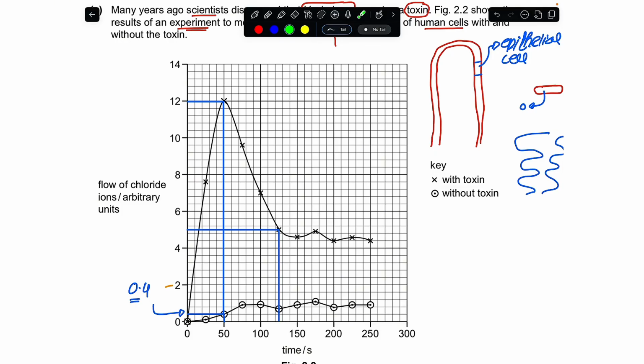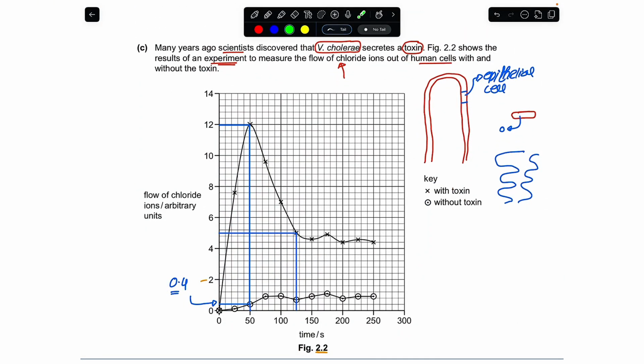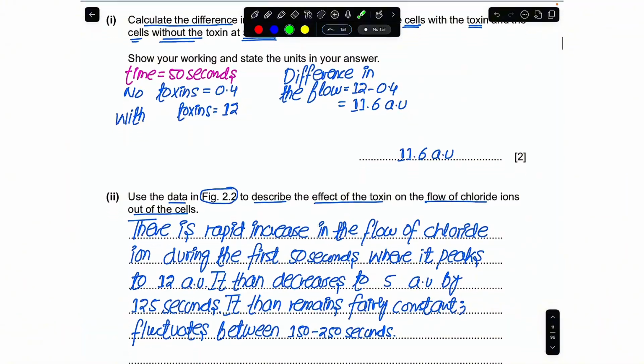I am going to tell you the fourth description point that you could write as an alternative point. What I see is that between 150 seconds and 250 seconds, the flow of the chloride ion increases and decreases, and then slightly increases and decreases. So here you could write that between 150 and 250 seconds, the flow of the chloride ions remains relatively constant, or you could say that in between this time, the flow of the chloride ion fluctuates. This is how you were required to write it in terms of the description.